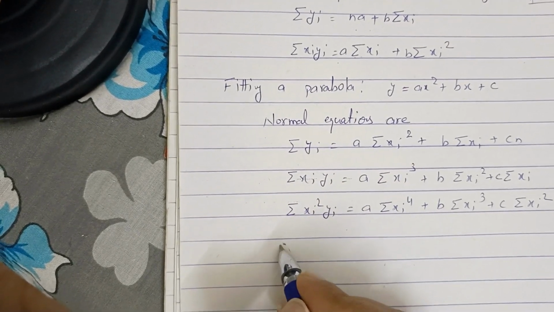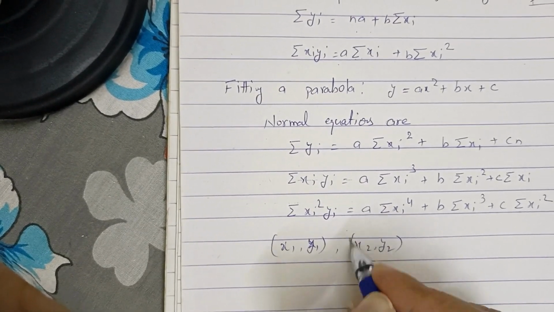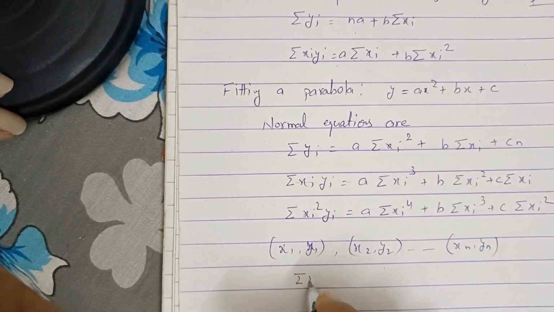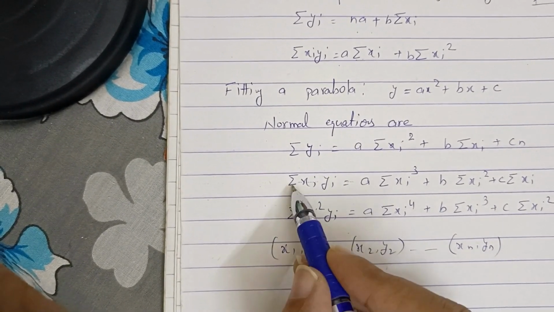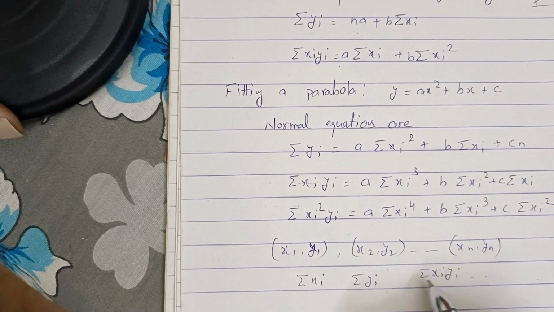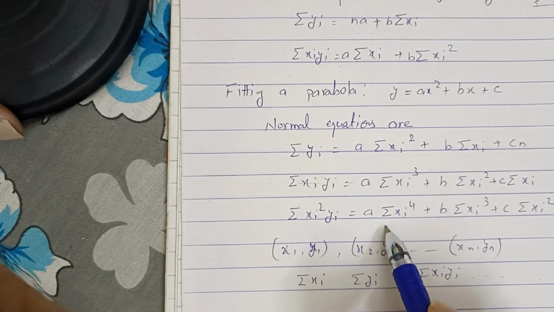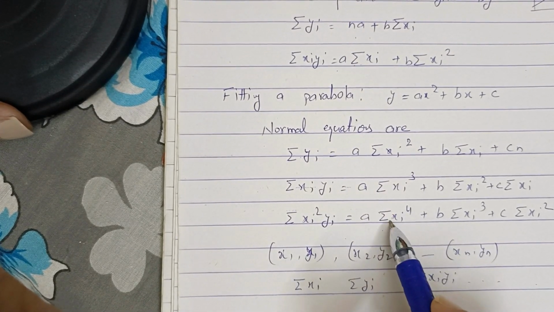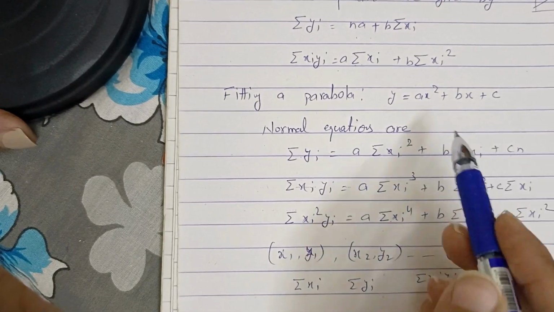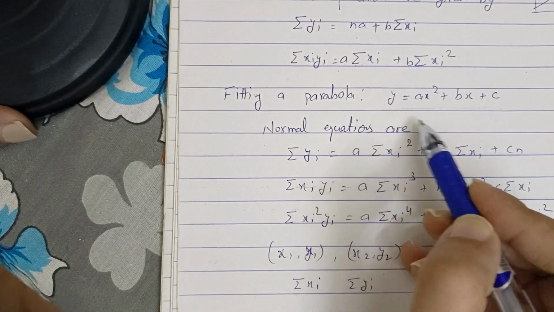If you have data in the form x1 y1, x2 y2, up to xn yn, you can easily compute summation of xi, summation of yi, summation of xi yi, and so on. Once you compute all these numbers, you substitute them into these three equations. So you will have three linear equations in three unknowns, a, b, and c. Once you know a, b, and c, substitute them here, and you will get the desired equation for the parabola.